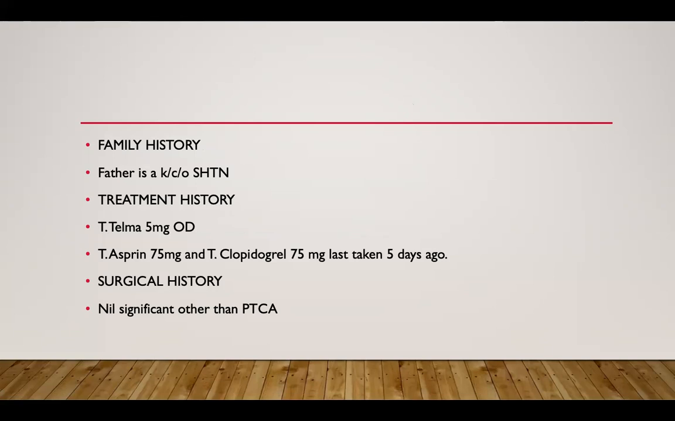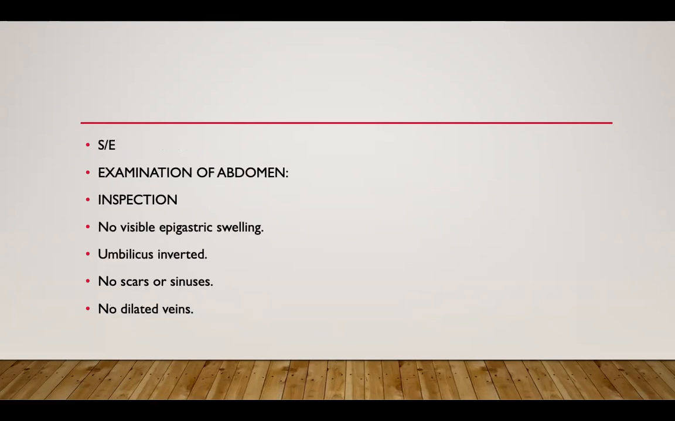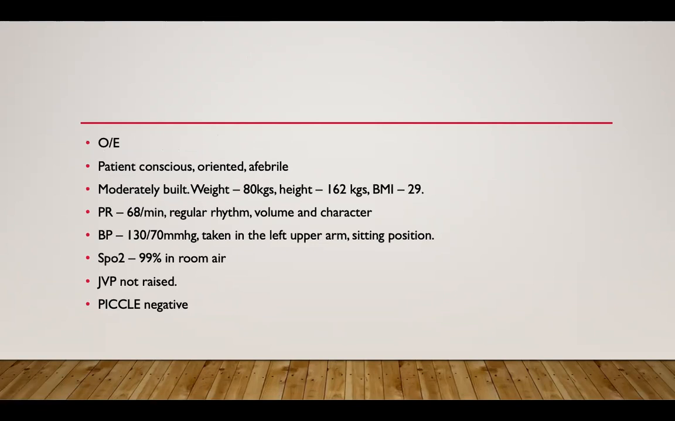On examination, the patient is conscious, oriented, and afebrile. He is moderately built and nourished. He weighs about 80 kgs and his height is 162 centimeters, so the BMI is 29. His pulse rate is 68 per minute, regular in rhythm, normal in volume and character. His BP is 130/70, taken in the left upper arm in sitting position. In room air, JVP is not raised, and there is no pallor, icterus, cyanosis, clubbing, lymphadenopathy, or pedal edema.